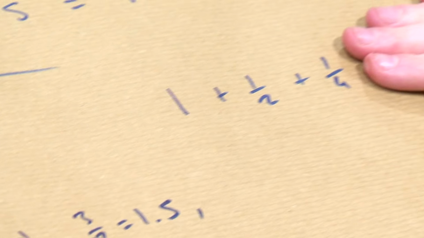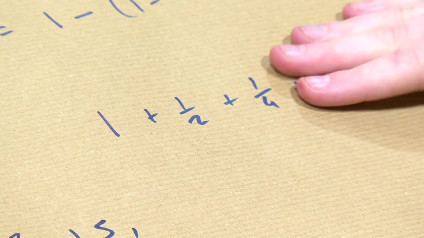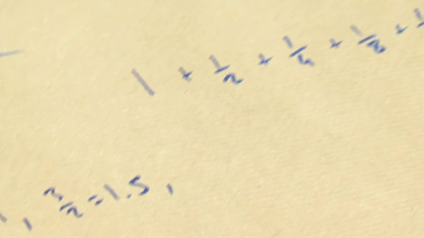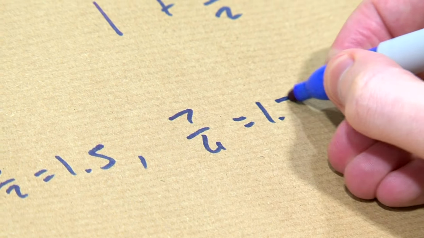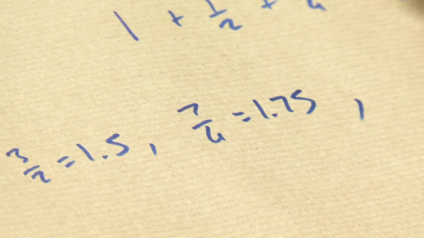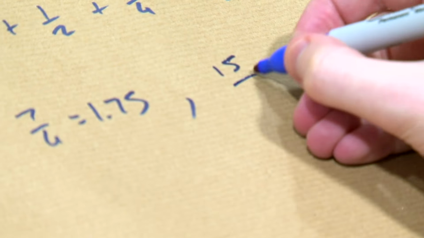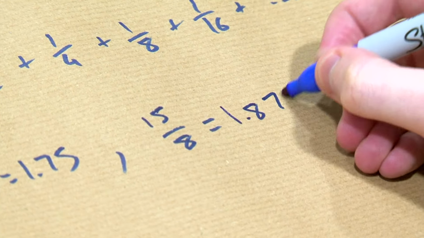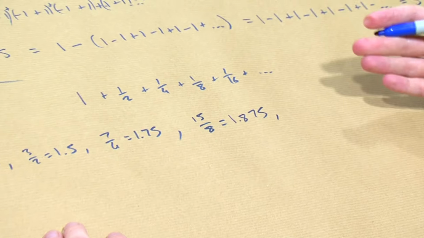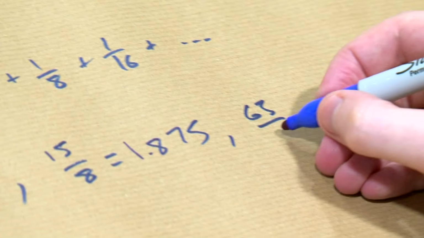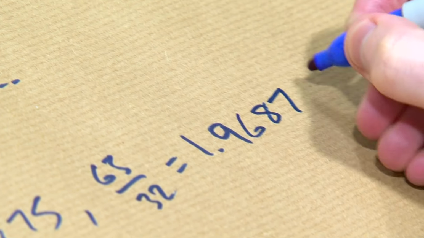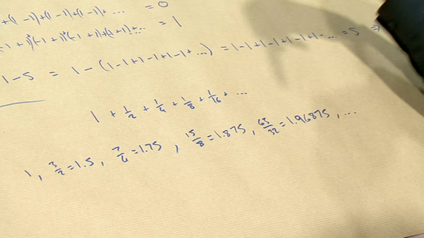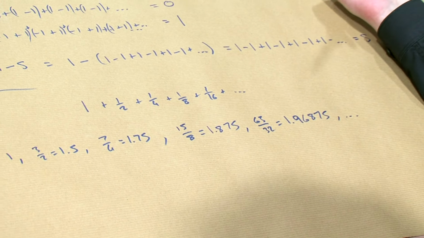Let's add the first 3 numbers together. So 1 plus a half plus a quarter. Let's do that. 7 quarters is 1.75. If I add the first 4 together, 15 over 8, which is 1.875, and if you did the next lot, you get 63 over 32, 1.96875. You might be able to see they're getting closer and closer to the value 2.